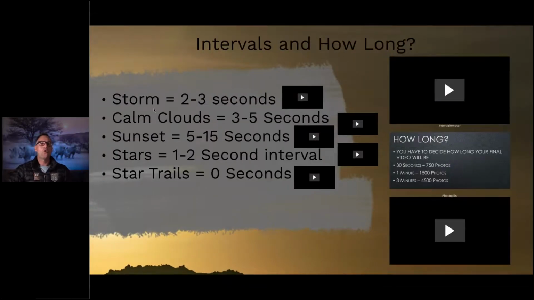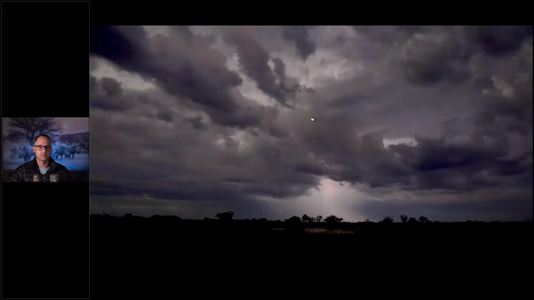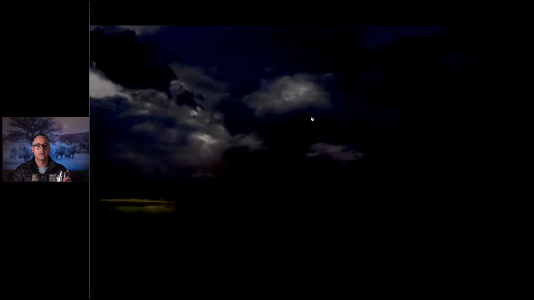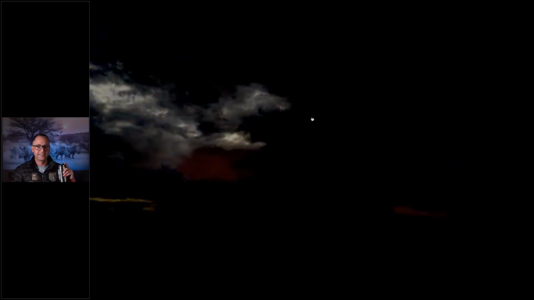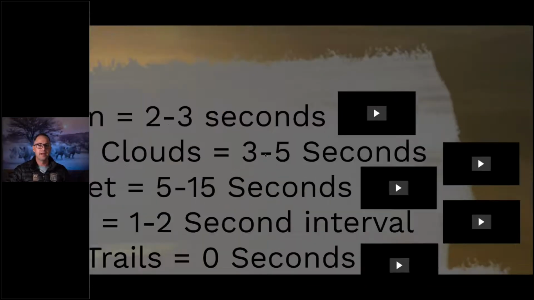Now, how long do we have to set the intervals for? So a storm is normally between 2 to 3 seconds. Here's an example of a storm time lapse. So it's taken in Botswana in the Okavango Delta in green season, mad thunderstorms rolling through. Just love being out there.